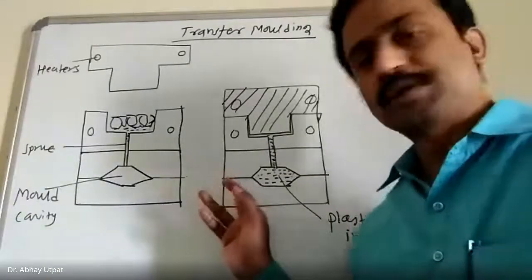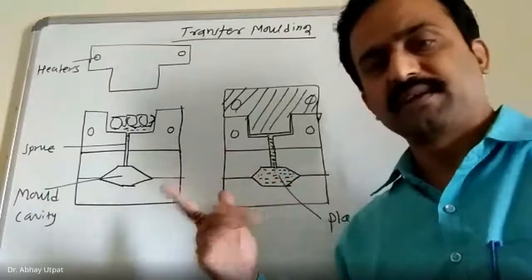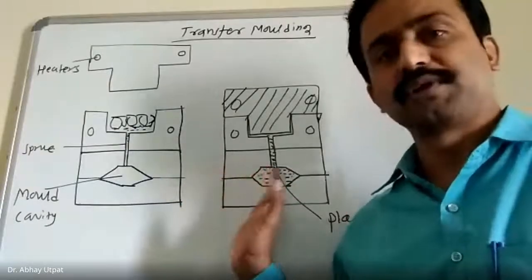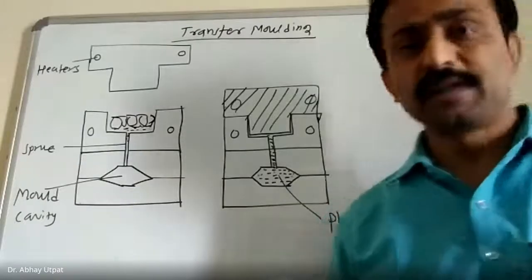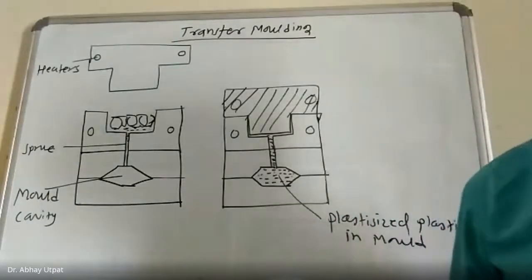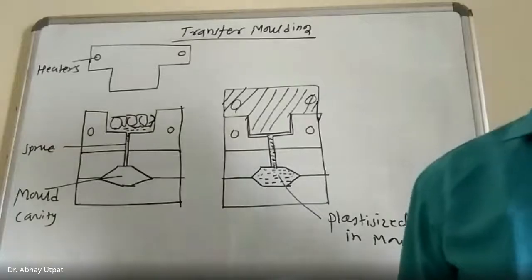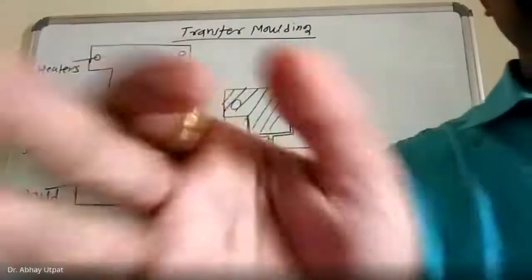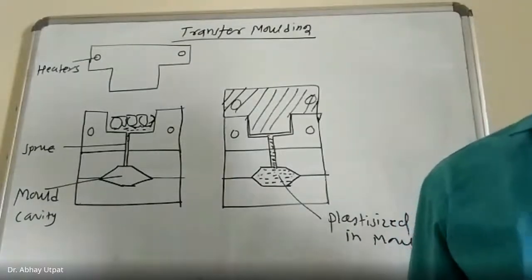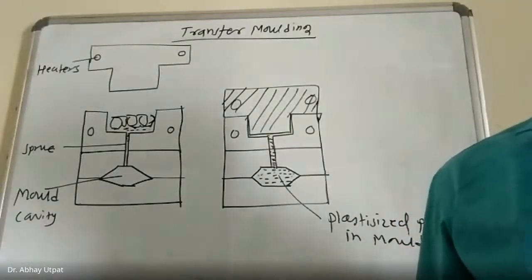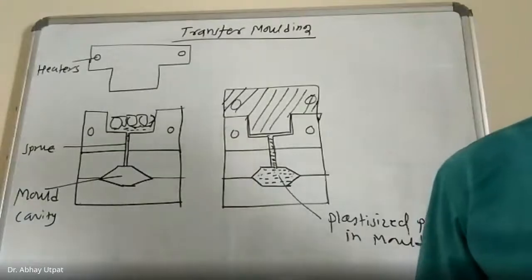Now, in these molds you can provide a cooling arrangement, and the material gets cooled here. The cooling arrangement is provided in the mold for making the solid component.